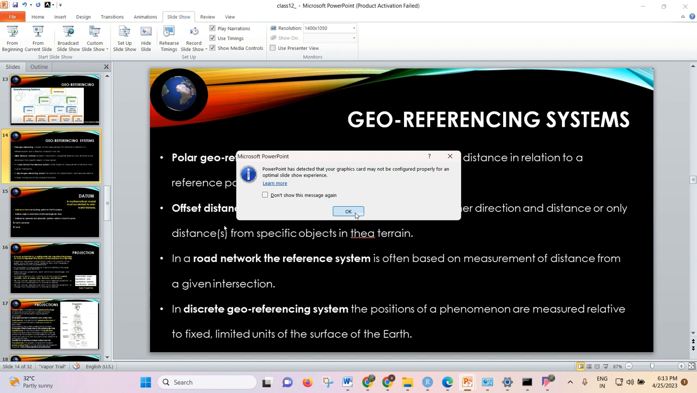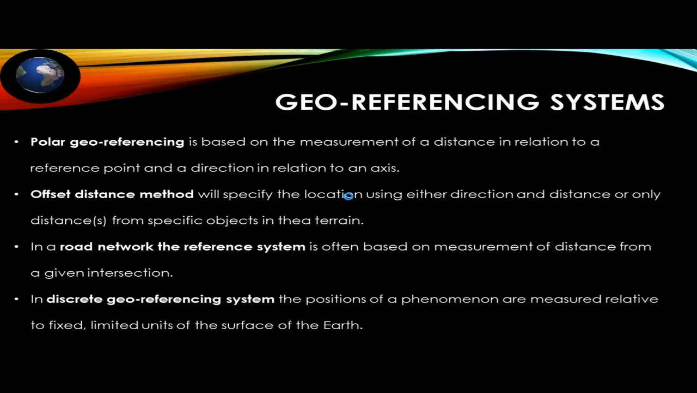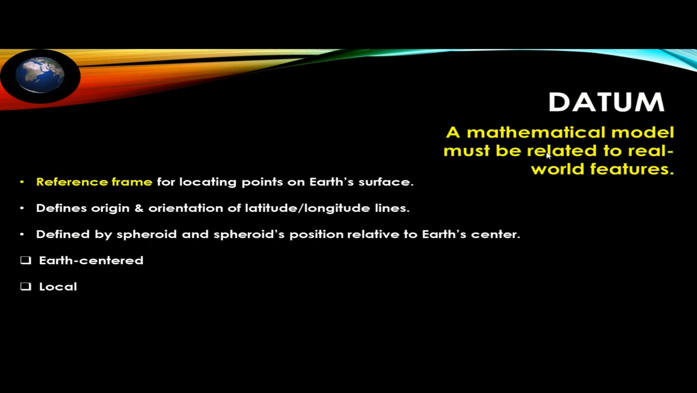Okay, so as I have taught in the earlier class, the georeferencing system is, you can say, a kind of datum, a mathematical model that has to be related to the real world feature, the reference frame, locating points on the earth surface. Whatever we are mapping and doing, we are doing with reference to the earth surface feature. So to locate it properly, we need some projection system.